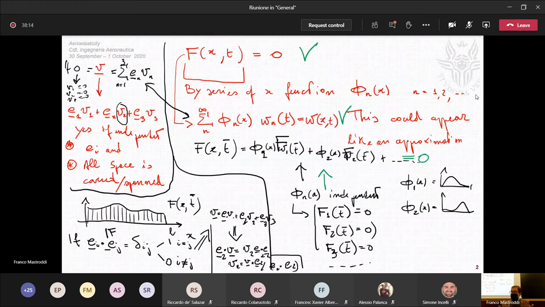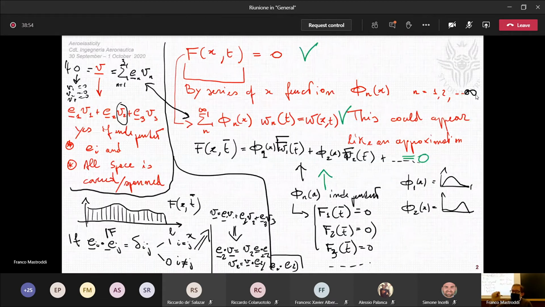Now, this is necessary, but do not forget that instead of one equation, now you have to solve infinite equations. Because this series is infinite, because the space of functions has infinite dimension, if you write here equal to 0, you have to put equal to 0 all the infinite components f1, f2, f3. And what about f1, f2, f3? I don't know. No, no, no, no. You know very well.